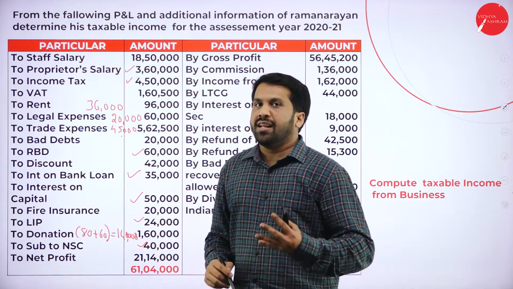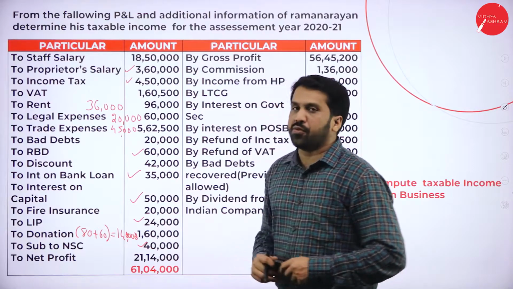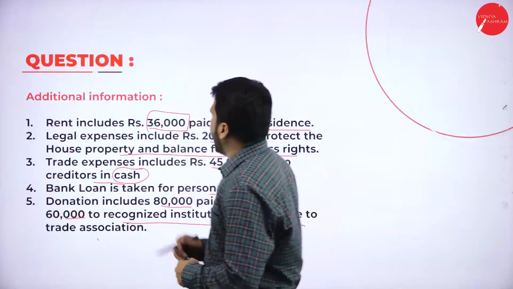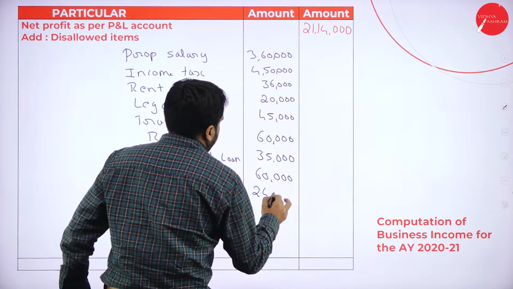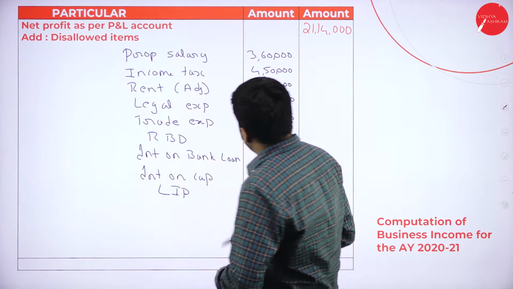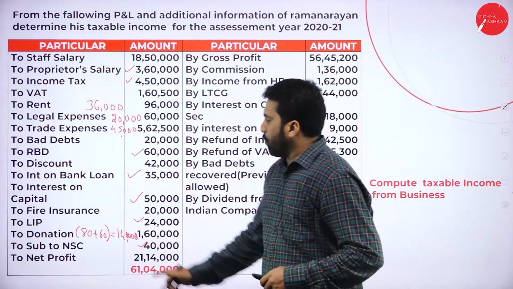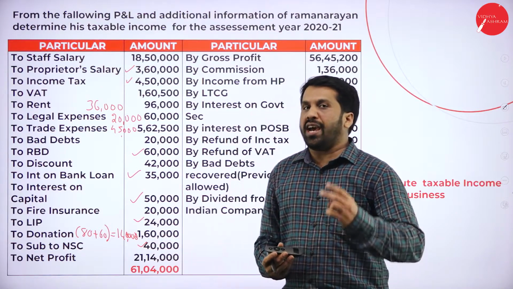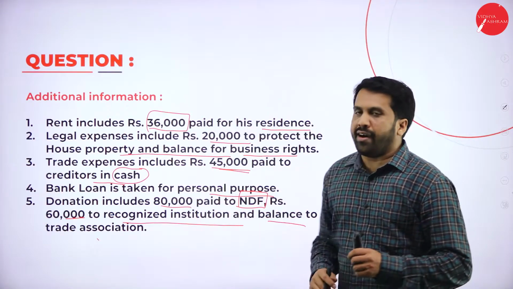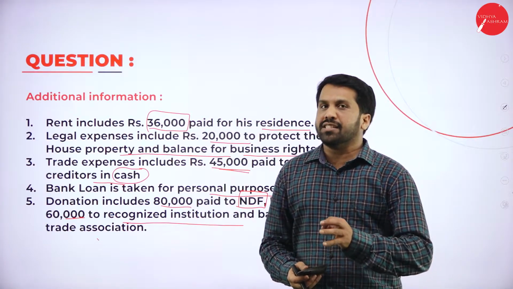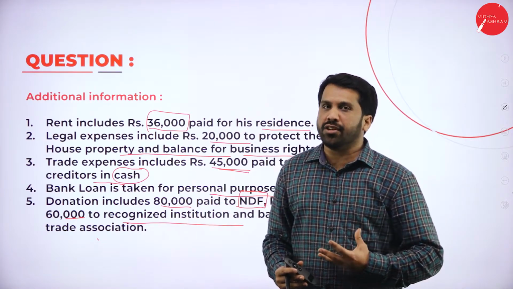LIP stands for life insurance premium. LIP, how much is it? It is 24,000. We are done with LIP. After LIP, we have donation. Donation, we have two things as per the adjustment: 80,000 paid for NDF, National Defense Fund, and 60,000 paid for recognized institution.